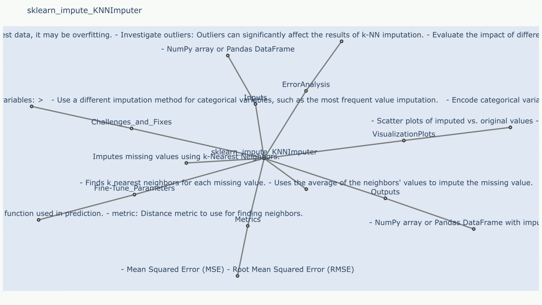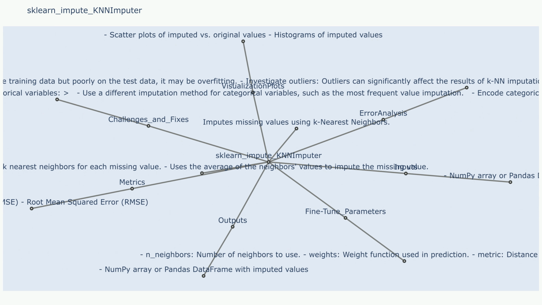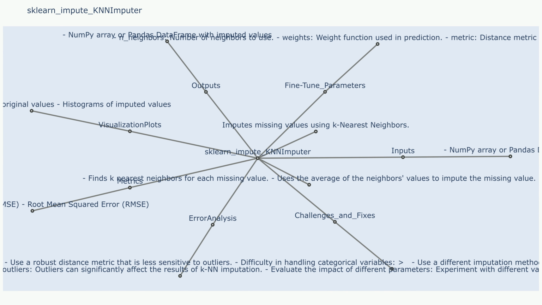Fine-tune parameters. n_neighbors: experiment with different values to see how many neighbors lead to the best imputation results. A larger value might smooth out the imputation but could also lead to overfitting. Weights: you can choose how to weight the contributions of the neighbors: uniform or distance-based. Uniform gives equal weight to all neighbors, while distance gives more weight to closer neighbors. Metric: specify the distance metric used to find the nearest neighbors, e.g., Euclidean, Manhattan, etc.